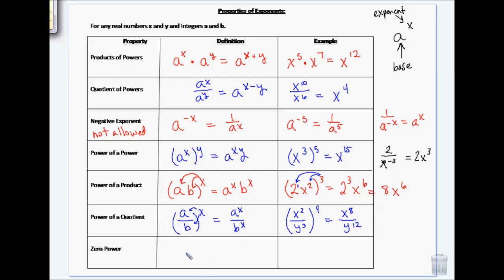And anything to the power of 0 is 1. So I could take 500, I could raise it to the power of 0, it equals 1. Yeah. For the power of a product.